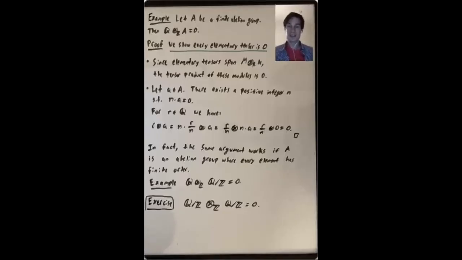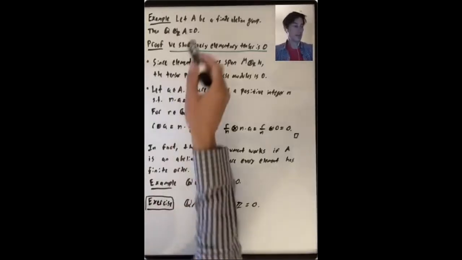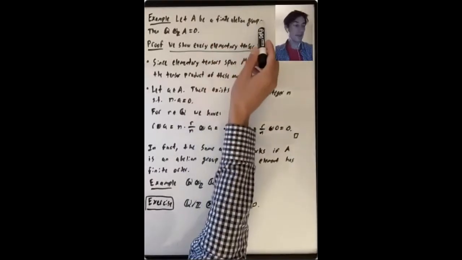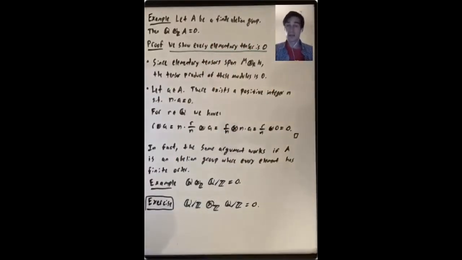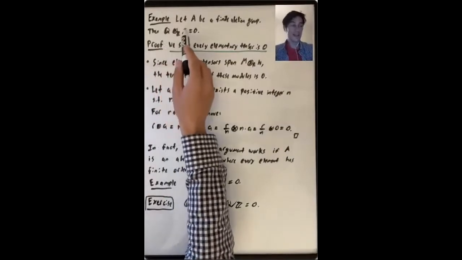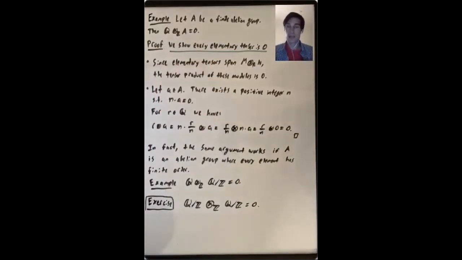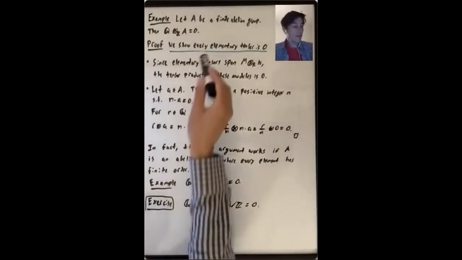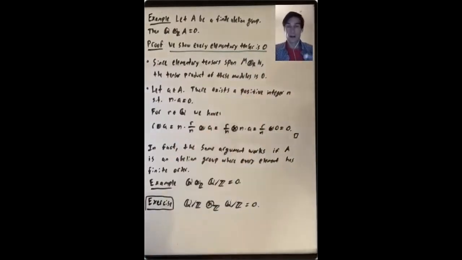Now that we've established some basic properties of tensor products, let's do an example. Let's say A is any finite abelian group, so it's a Z module. We'll show that the tensor product of Q with A is 0. And the way that we're going to prove this is by proving that every elementary tensor is 0.